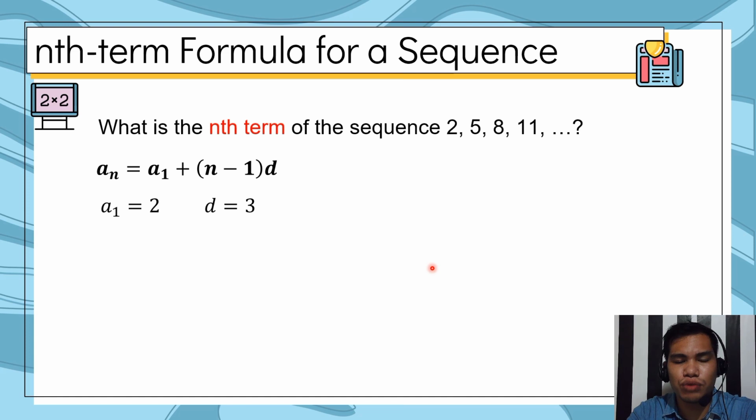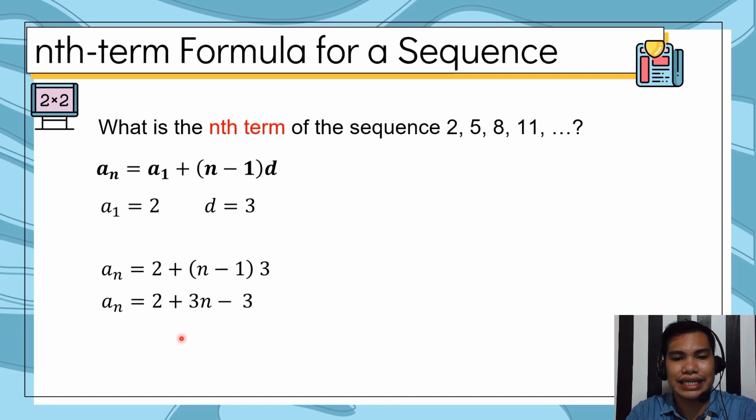Sige, so ang buhaton karon, solbon lang nato na si a sub n, pero i-substitute nato ni si a sub 1 ug si d. So ang mahitabo, we have a sub n is equal to 2 plus the quantity of n minus 1 times 3. Balikon ako, sa a sub 1, gilisan nato og 2, si d, gilisan nato og 3. Ano, no?